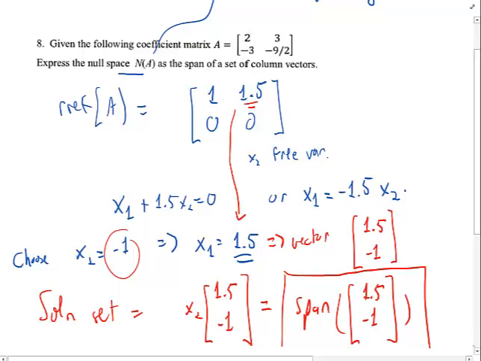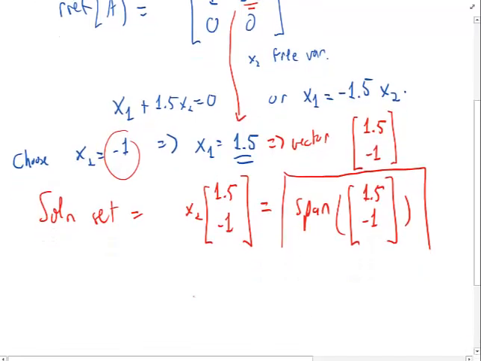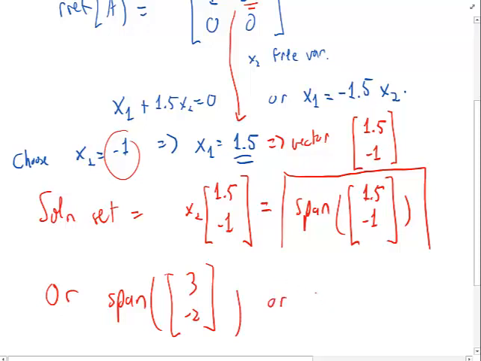Now notice something. I could multiply this vector by any constant and also get a valid answer. So I could say the span of, I can multiply by 2 and get (3, minus 2). Or I can multiply by minus 2 and get (minus 3, 2). These are all valid answers. These are all correct answers. And you should go ahead and check.